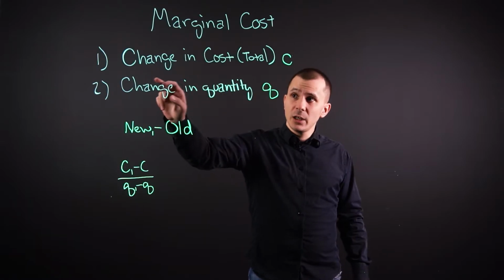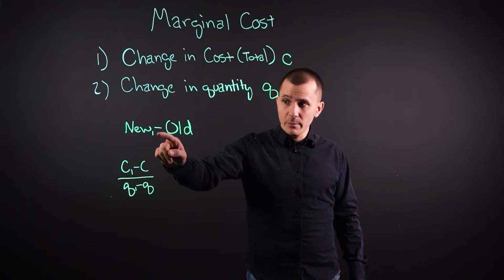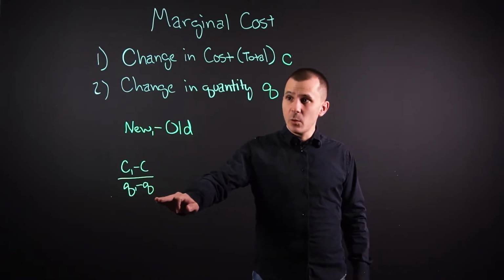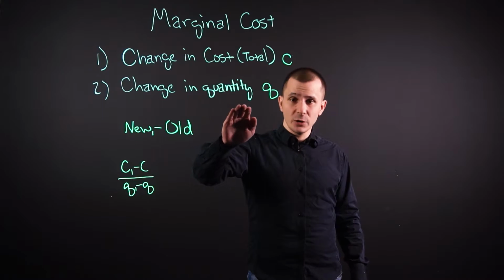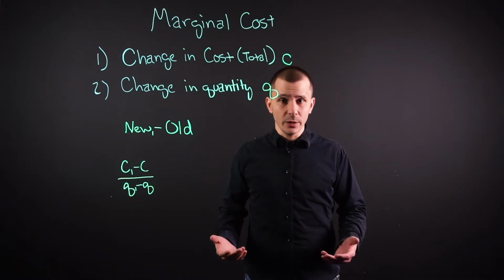So if you want to get the changing cost, simply take your new cost, C prime, minus your old cost. And the same happens with quantity when we need to calculate our changing quantity. We're going to use C and Q just to keep things simple here.